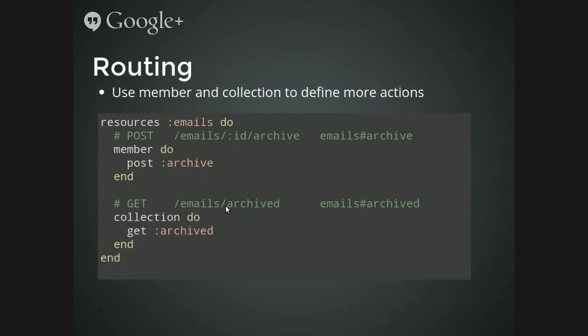Yeah. So does this add on to all the other routes that are created? Yeah, that's a great question. The answer is yes. So resources emails will define all the regular resources emails routes, and these routes will be in addition. So you can use this in combination with the things that you've seen before. If you do resources emails only show index, then it'll only create the show and index CRUD operations, but it'll also create everything you define here. So both the archive routes.